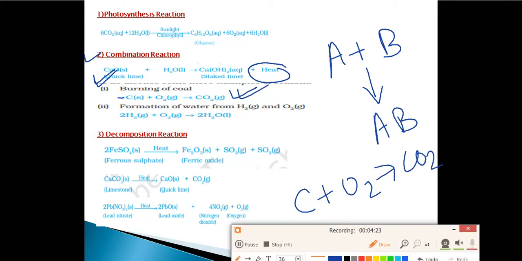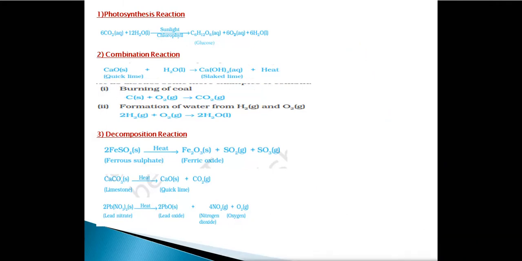Suppose in the exam it can be asked, and many times this question was asked: what is a combination reaction? Give one example. So what will you write? In a combination reaction, two reactants combine to give a single product. Don't forget to write single product. We will get a single product from two reactants. For example, you can write C plus O2 gives CO2. Even you can write calcium oxide plus water gives calcium hydroxide plus heat, or H2 plus O2 gives H2O. Any example you can write from here.